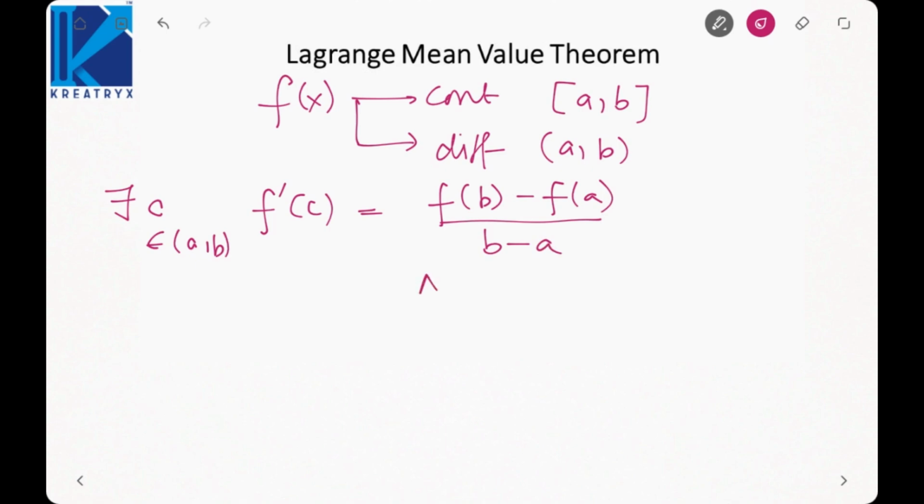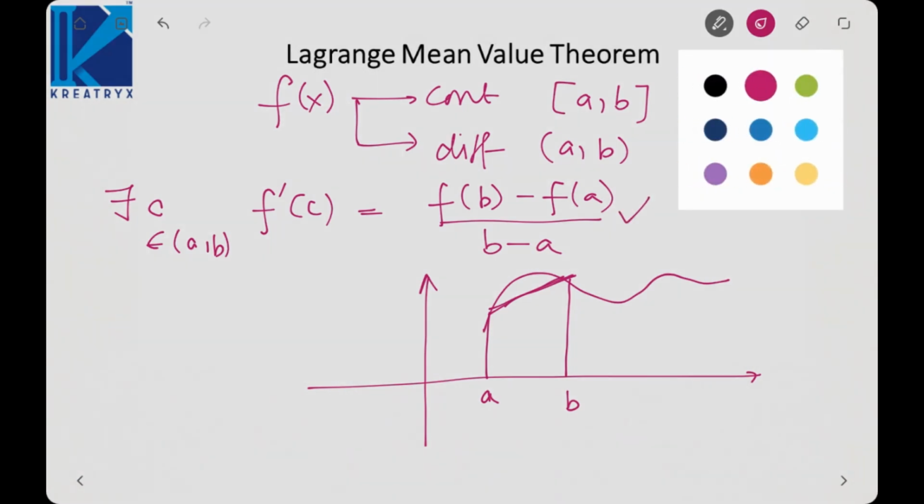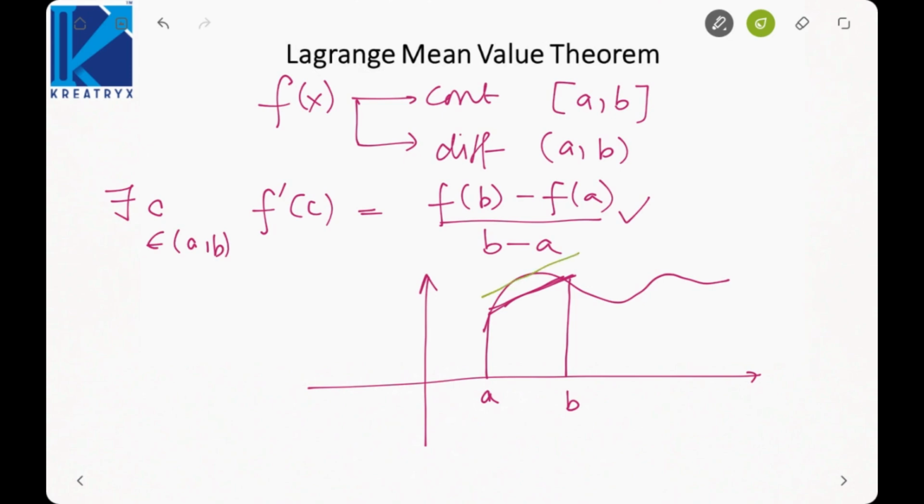Now what does that mean? If I give you a function like that, now suppose this is a, this is b, then you draw a line joining a and b and calculate its slope. The slope will be this much. So there will be a point c between a and b at which you will get the same slope. So this point will be c. Is it fine? At which the tangent is actually parallel to the secant, or the line joining the points a and b. So that is your Lagrange's mean value theorem.